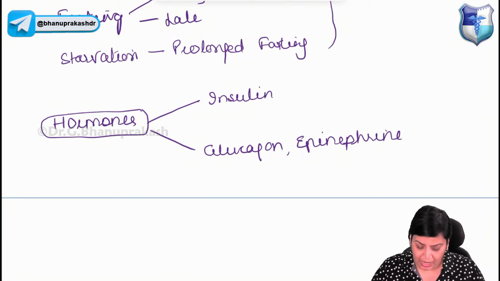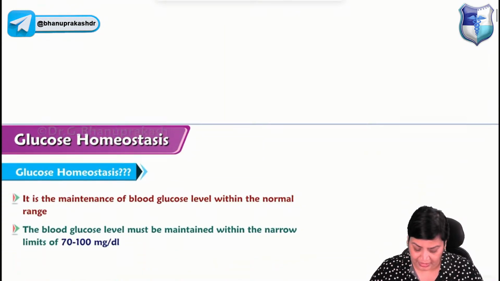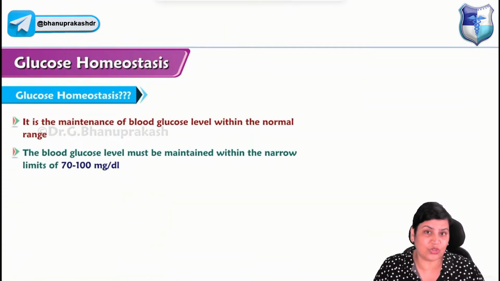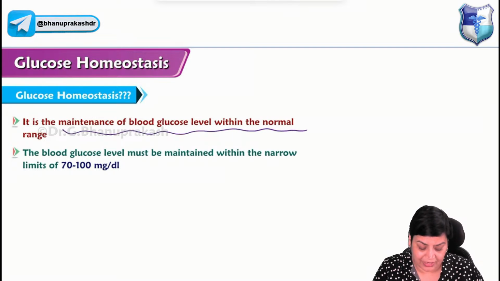Clear? So now see, I'll take you to the slides first of all. What is glucose homeostasis? It is maintenance of blood glucose level within the normal range.